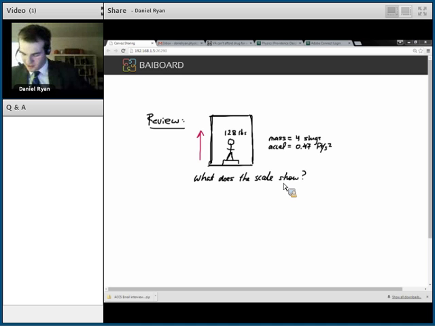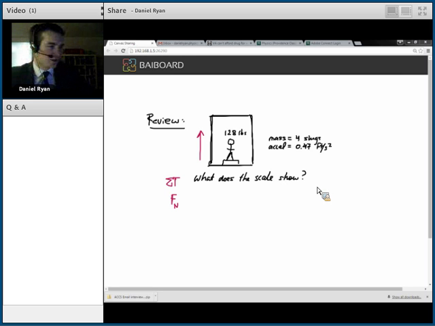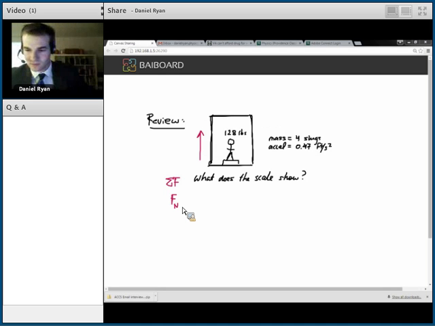All right, here is your hint. The scale is showing the normal force, and you all should be thinking, what needs to go into the sum of the forces? Okay, I got a few correct answers rolling in here. Ten seconds.